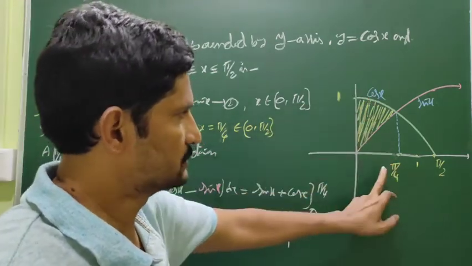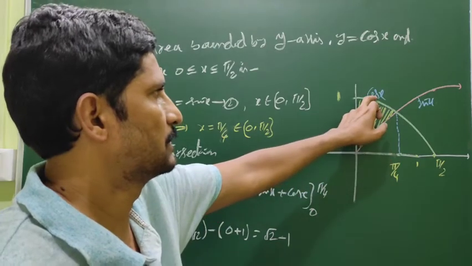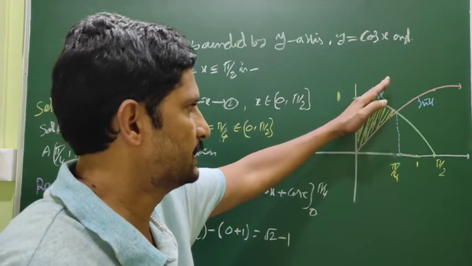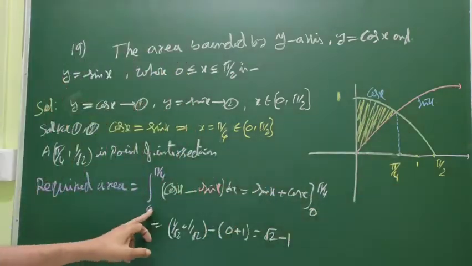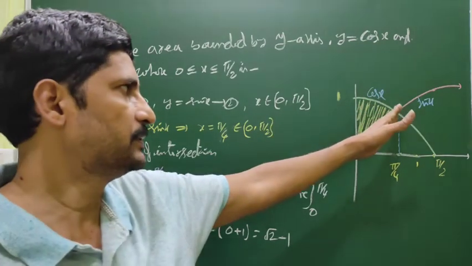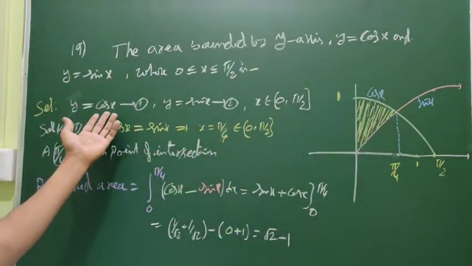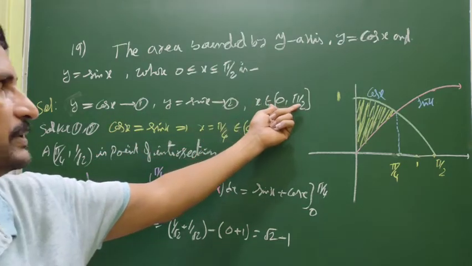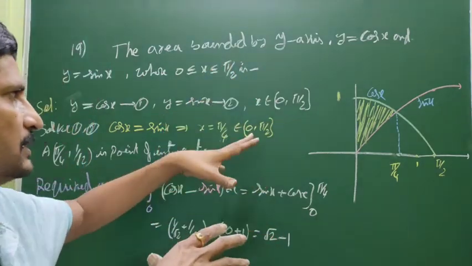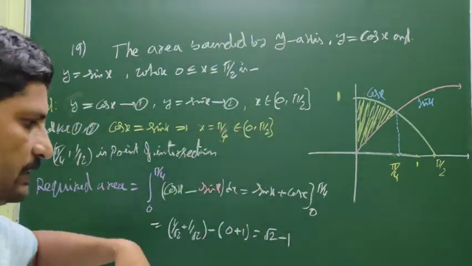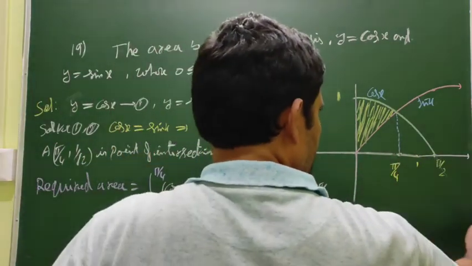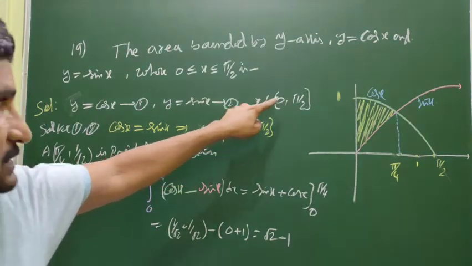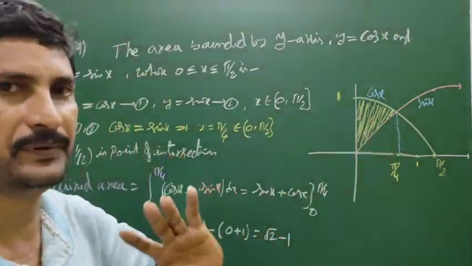See, towards the x-axis, this is cos x, this is sin x. So cos x minus sin x in the interval 0 to pi by 4. Why is it pi by 4? It is the point of intersection. By solving cos x equal to sin x, we get x equal to pi by 4, because in this interval pi by 4 is the intersection. There are many intersection points, because the curves intersect again and again, but in this interval exactly it intersects at pi by 4.